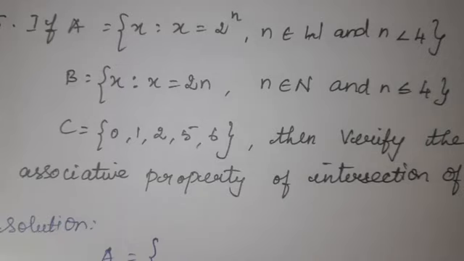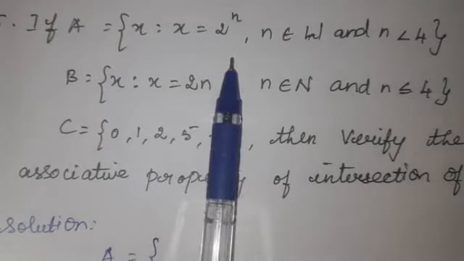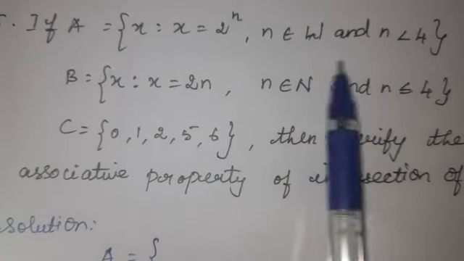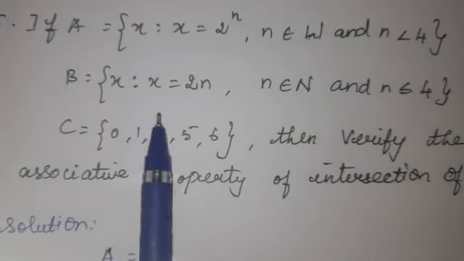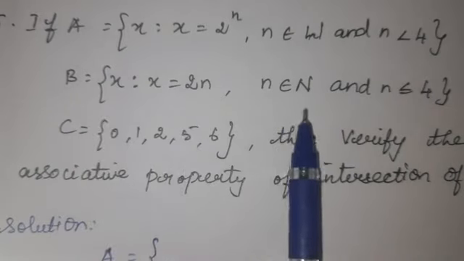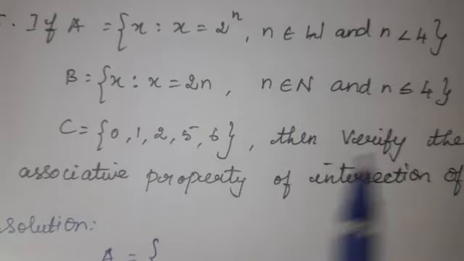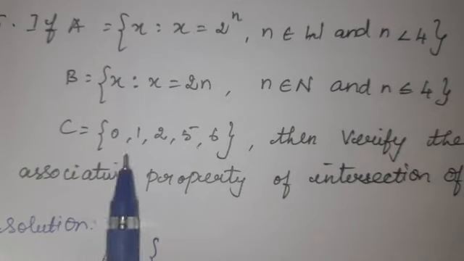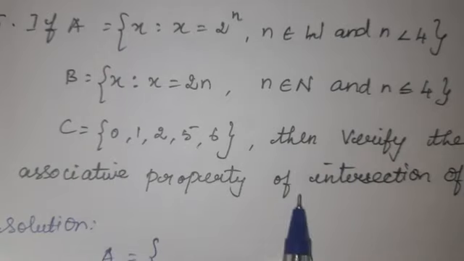Fifth question. If A is equal to {x such that x is equal to 2 power n, n belongs to W and n less than 4}, B is equal to {x such that x is equal to 2 into n}, 2n means 2 into n, n belongs to capital N and n less than or equal to 4, and C set is directly given as 0, 1, 2, 5, 6, then verify the associative property of intersection of sets. They are asking only about intersection of sets.